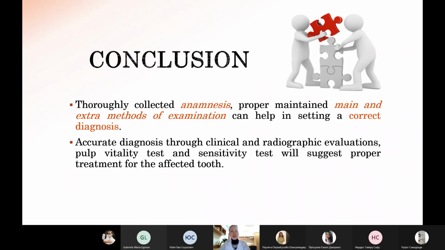And finally, in conclusion, it is worth saying that thoroughly collected anamnesis and properly performed main and extra methods of examination can help in setting a correct diagnosis. Accurate diagnosis through clinical and radiographic evaluations, pulp vitality test, and sensitivity test will suggest proper treatment for the affected tooth.